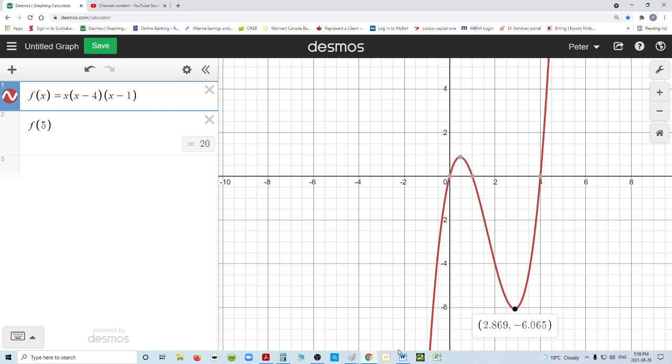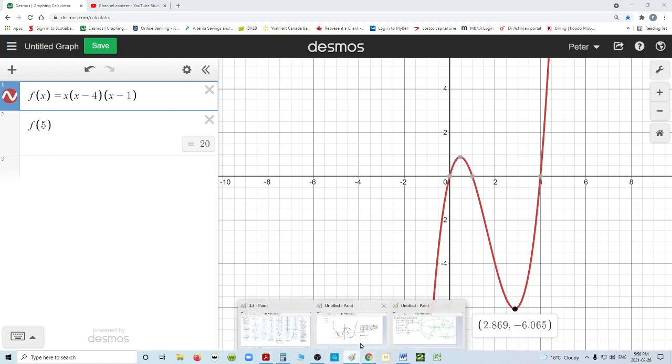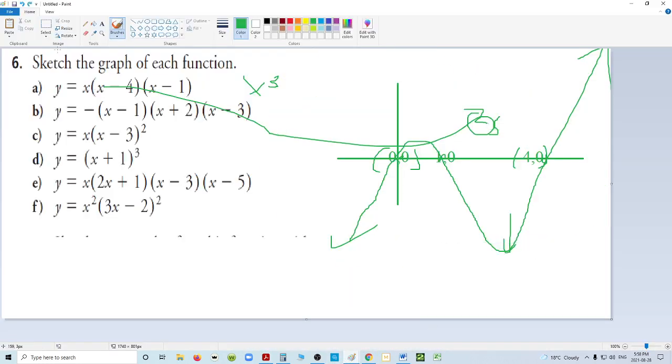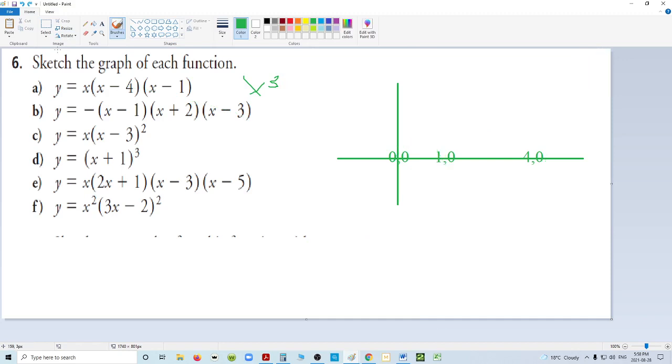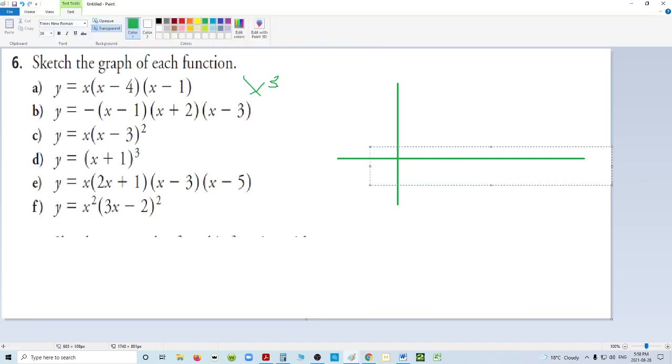But it's exactly as we expected it to do. And then you just repeat this process for all of these things. It helps if you keep your same graph, and please use graph paper. It keeps your scale nicer. Now this one is going to be an x to the 3 as well, except it's facing the opposite, and it's going to go through the following points.